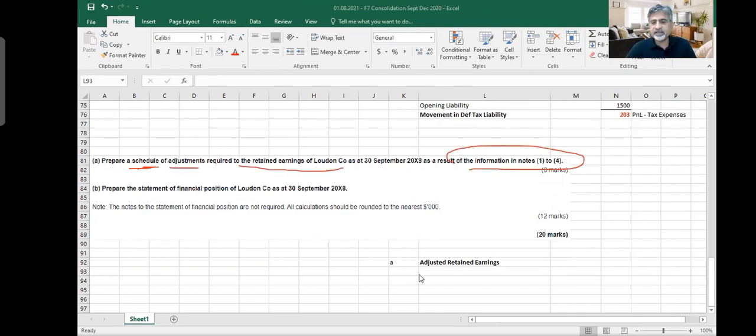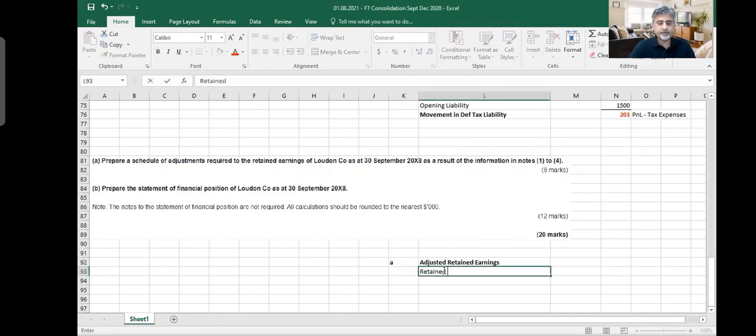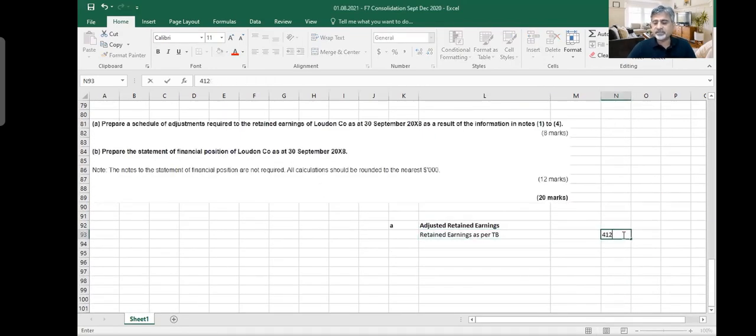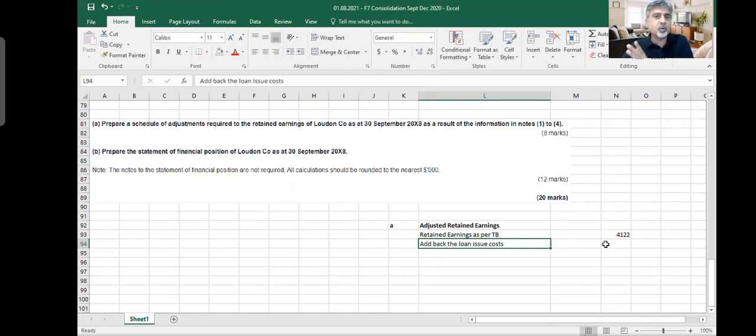So what do we say for adjusted retained earnings? I would say retained earnings as per trial balance. In the trial balance it was given 4122, and I know that this is not correct. What are the mistakes? Number one, I remember, add back the loan issue costs.